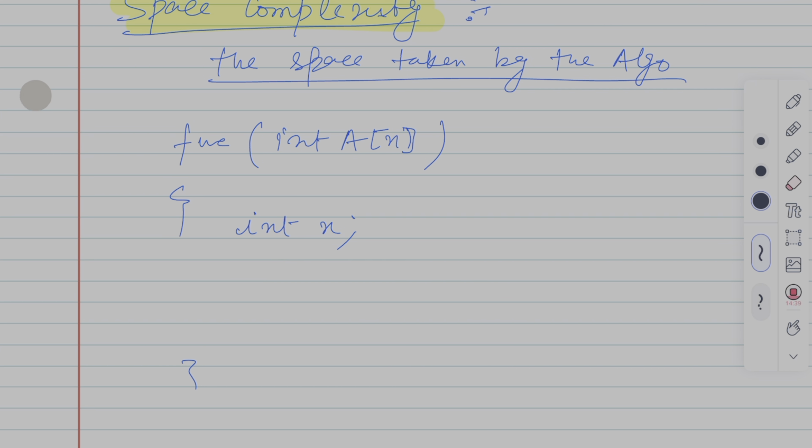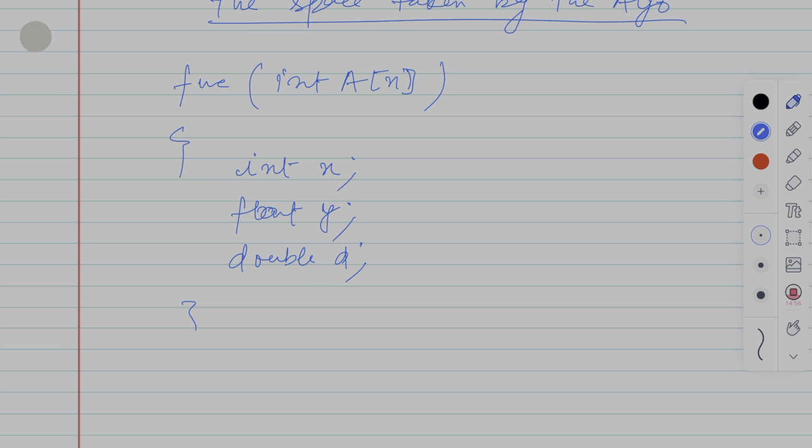I have a float y. Now let's just take some other examples, a double d, and we have a Boolean e.